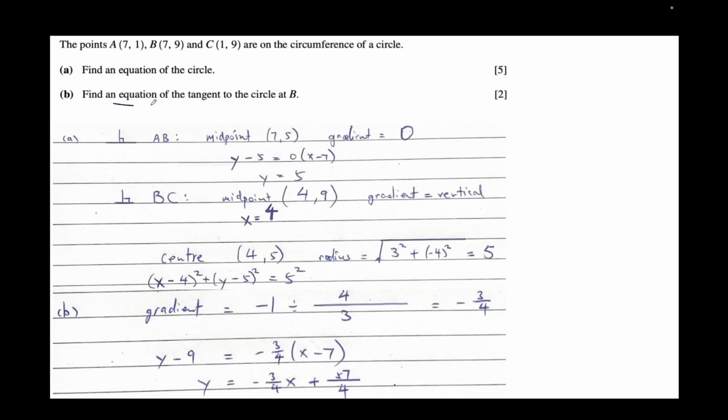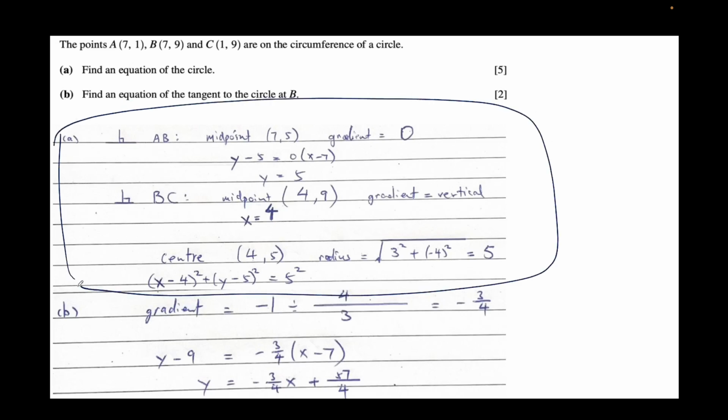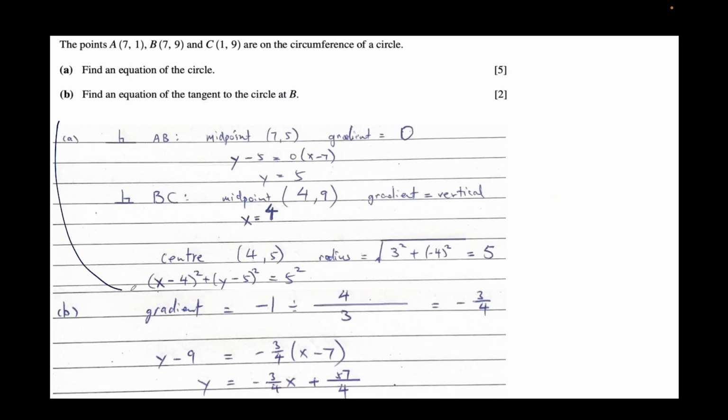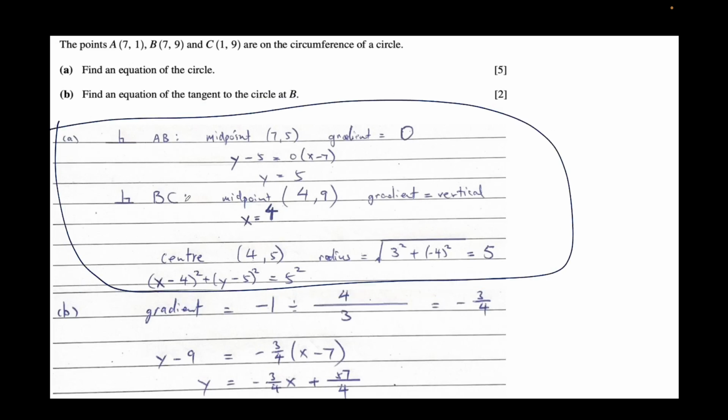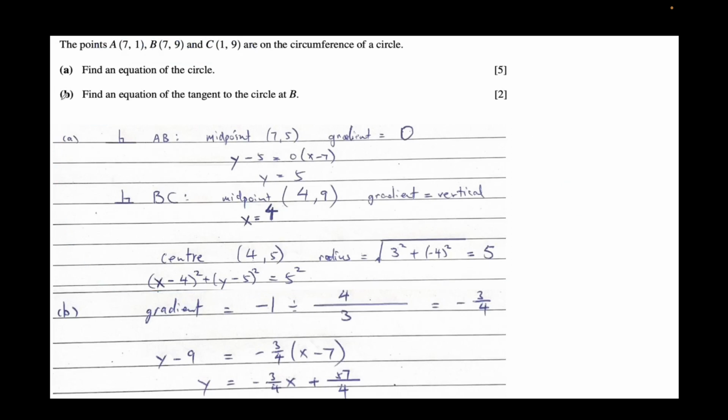Part B, finding the, you don't have any questions for part A, do you? Recognize, do you agree? The hard part of part A, if there were a hard part, was recognizing the perpendicular bisector of AB and BC is how you would find the center of the circle. Let's keep that in mind.